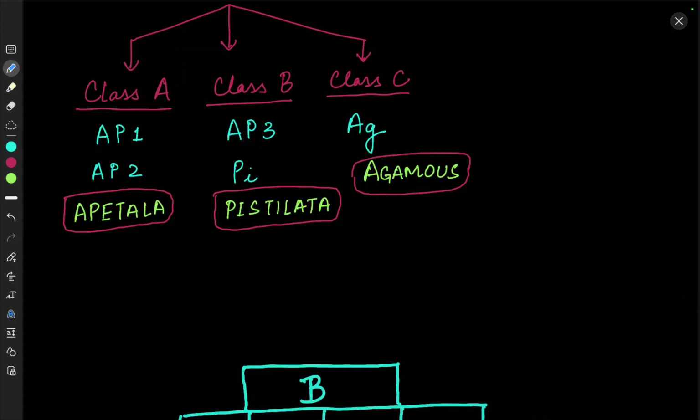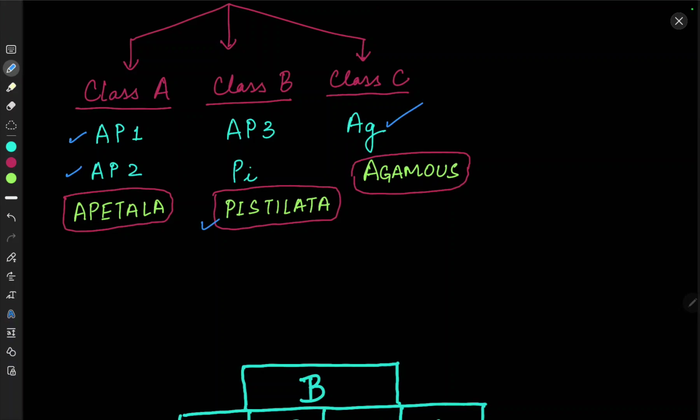The ABC model consists of three classes of genes: class A, class B and class C, where class A genes comprise of Aptella 1 and Aptella 2 genes, where Aptella is written in the short form as AP1 and AP2. Class B genes comprise of the Aptella 3 and the PI gene, where PI is the pistillata gene. And the class C gene comprises only one gene and is called agamous and is written as AG.